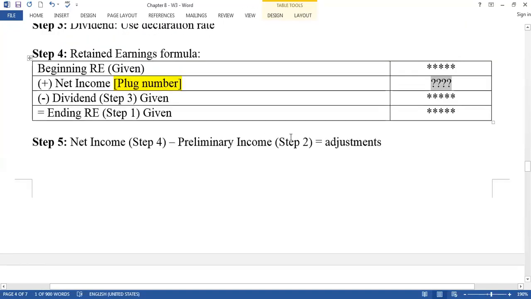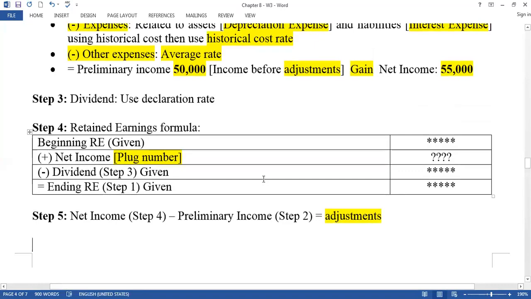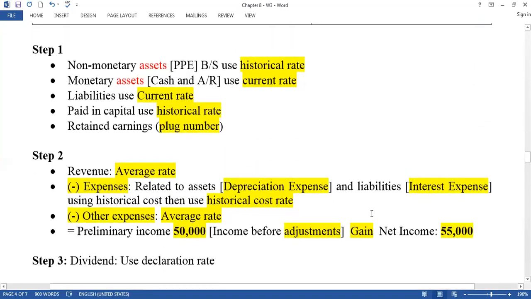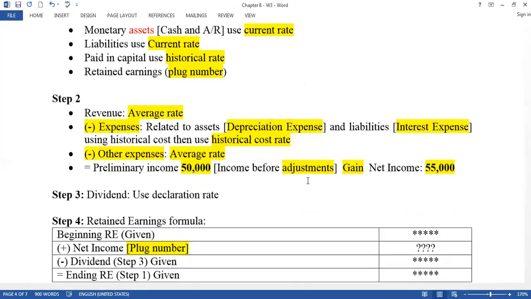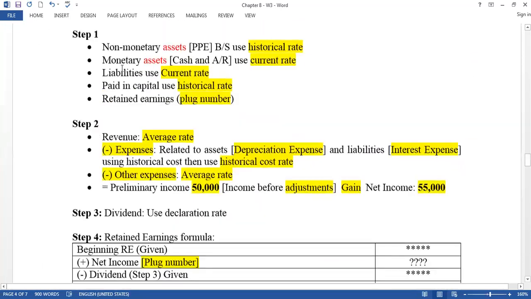So step five is the adjustment. That is the net income minus preliminary income. We may have plus or minus, gain or loss. You understand? So you have to remember these simple steps. So look at here again.